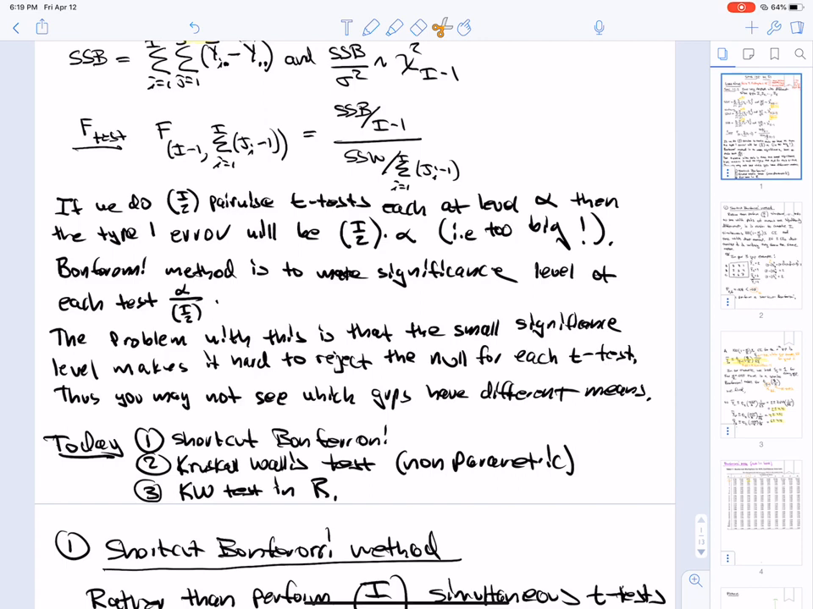So in part because I can't really test you on doing I choose 2 t-tests, we're going to actually do a shortcut Bonferroni, which you sometimes see done in the literature, but we'll do it here just because it's something I can test you on. But most likely, if you were publishing, you would want to do a full-on Bonferroni. We'll also talk about the Kruskal-Wallis test, and I'll at least give you the R code for how to do it in R.